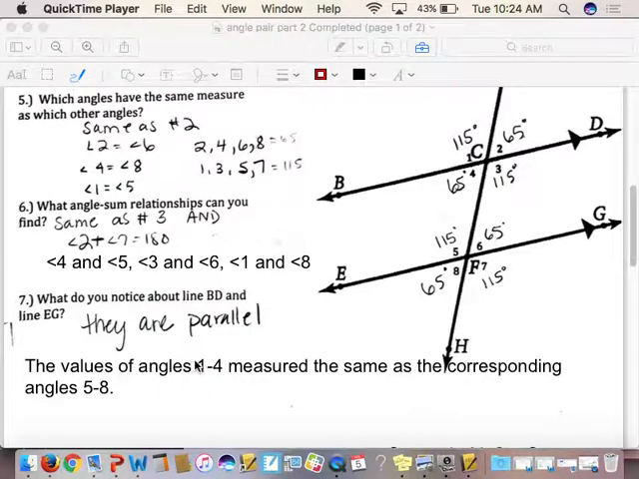Please go ahead and write this down. The values of angles 1 through 4 measured the same as the corresponding angles in 5 through 8.